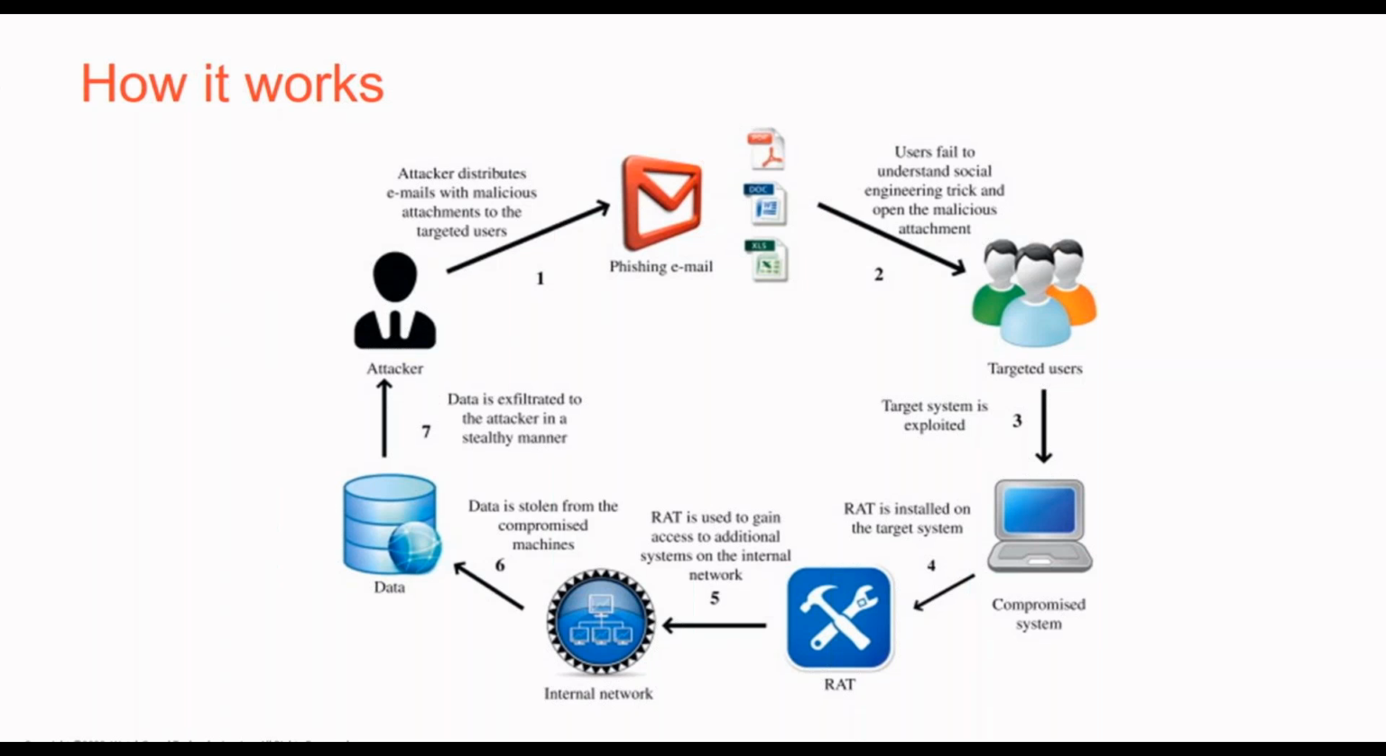The RAT is used to gain access to additional systems on the internal network. So most probably, if they infected one machine, definitely they are not going to stop there. Now the data is stolen from the compromised machine. The data is going to be used in a stealthy manner by the attacker. The attacker distributes emails with the malicious attachment to the targeted users and so on. Sometimes the data stolen from one business that is partnering with another business is actually not to attack the first one, but to attack the second business, right? So some of the information here is going to be stolen and used in that way.